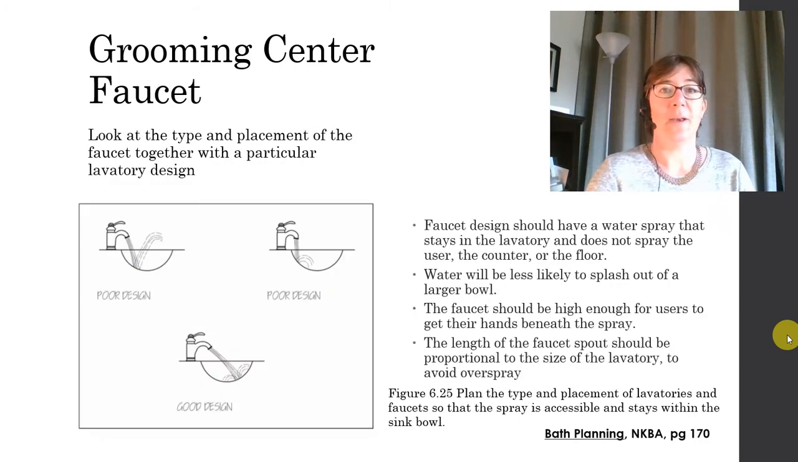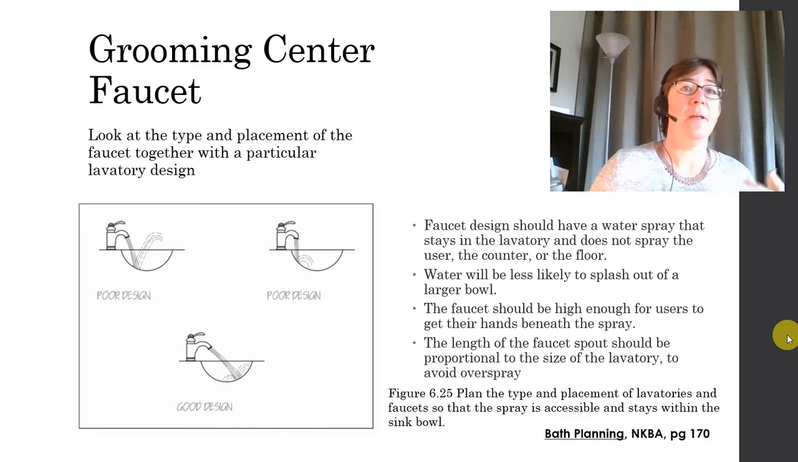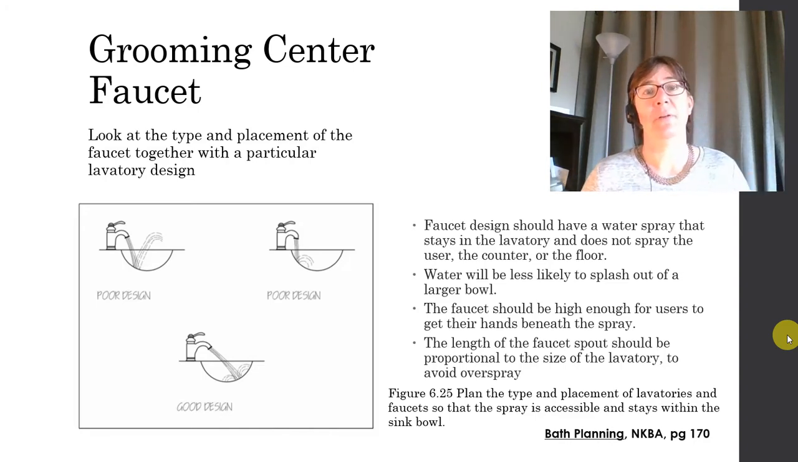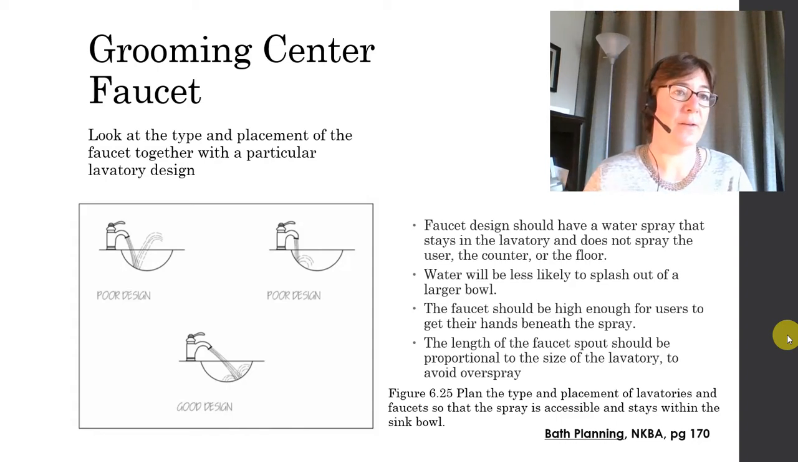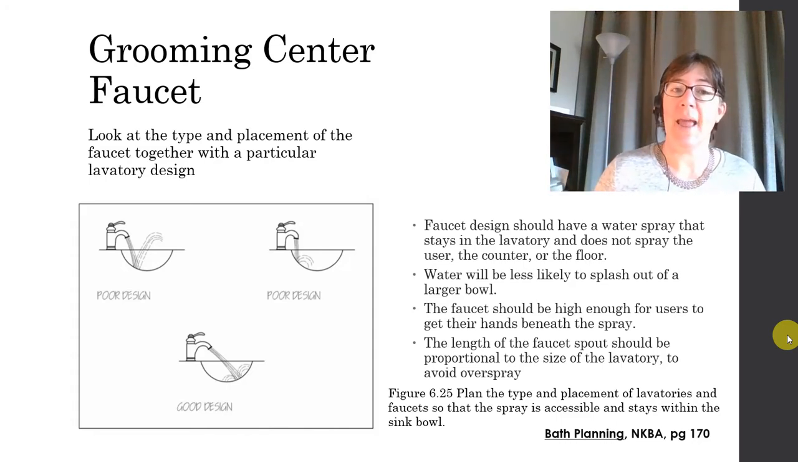All right, this next one is a little more tricky. Last one was very easy, round the edges. This one requires a lot more thought and design, and that is the faucet. When you are choosing your faucet, you want to take a look at the type and the placement of the faucet in conjunction with, or together with, a particular lavatory. So they go together, the faucet and the lav.